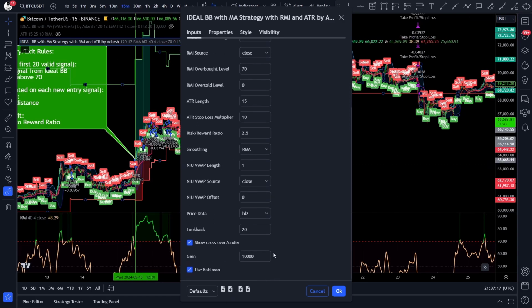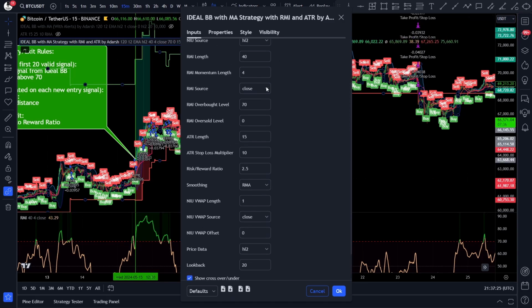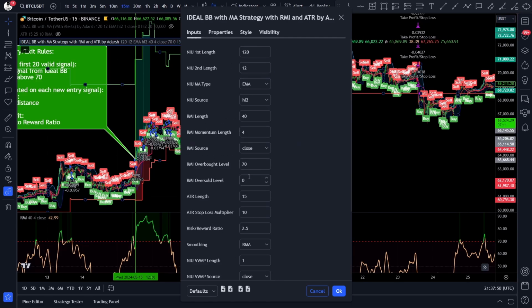And these two on the bottom. Here are the relative momentum index settings. And these are the stop loss placements. And if you want to make this strategy a long only strategy, just set the oversold level to 0. Similarly, if you want a short only optimization, set the overbought level to 100 and there won't be any long trades. And now let's see the backtest results.